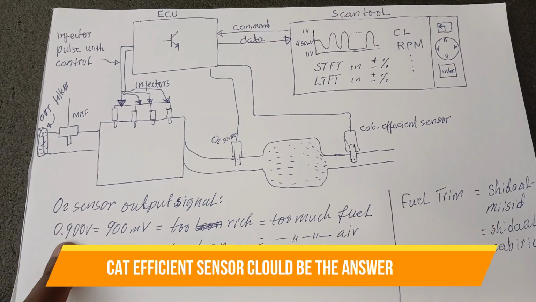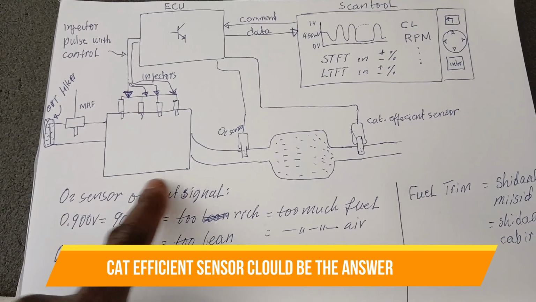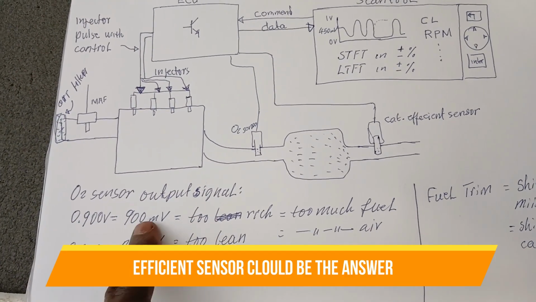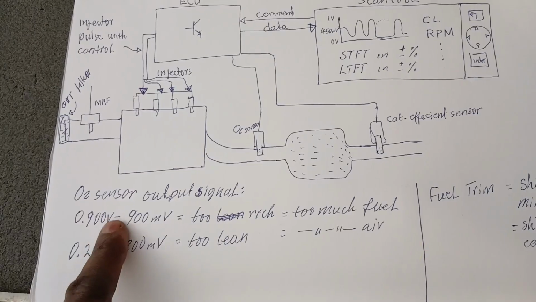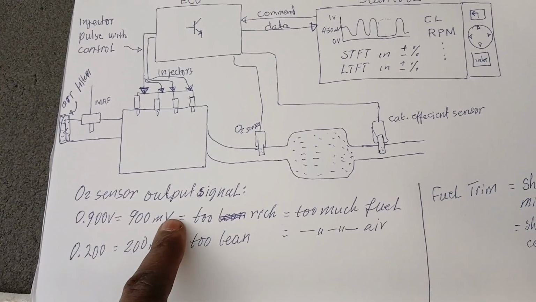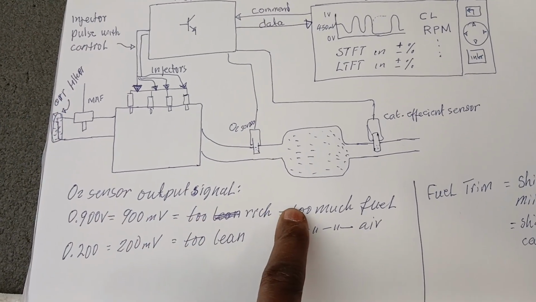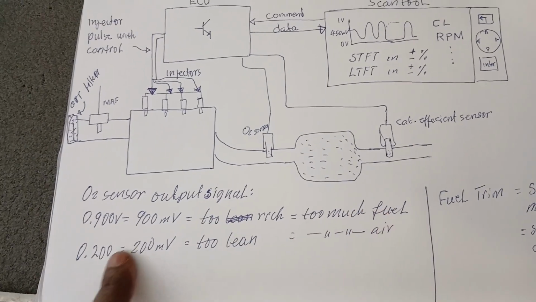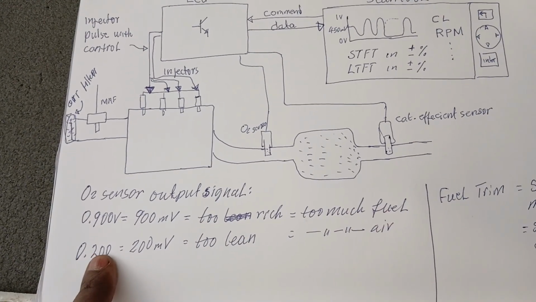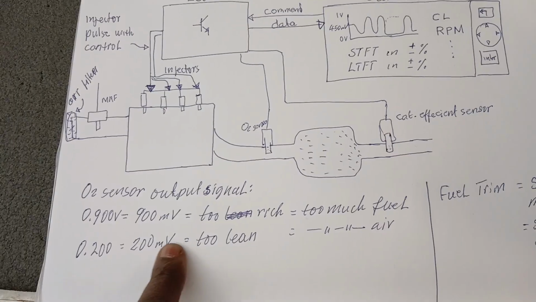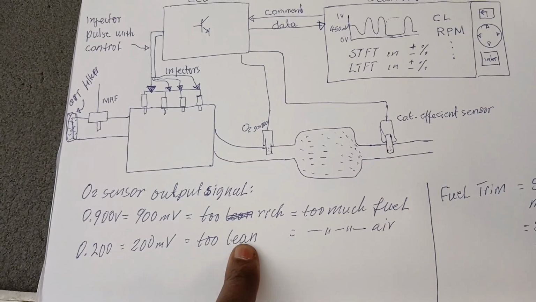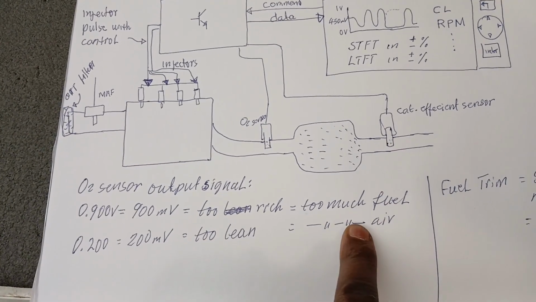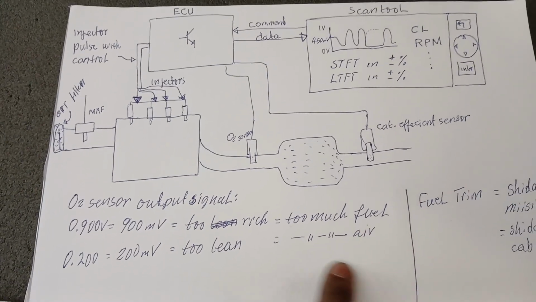So here you have voltage excursions of the O2 sensor signal and what they mean: 0.9 volt, which is 900 millivolts, is rich, too much fuel, and 0.2 volt, which is 200 millivolts, is too lean. That means too much air is entering the engine.